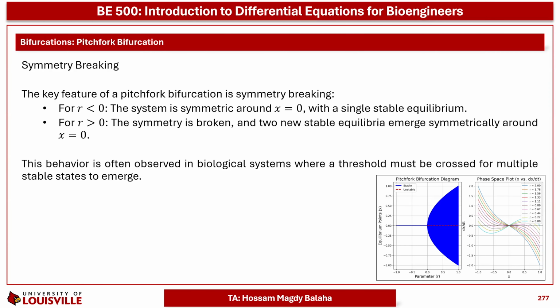So the feature of this system is the symmetry breaking. The system is symmetric around x equals 0 with only a single stable equilibrium point, and after that the symmetry is broken, where two new stable equilibria emerge symmetrically around x equals 0 and the original one will be unstable.